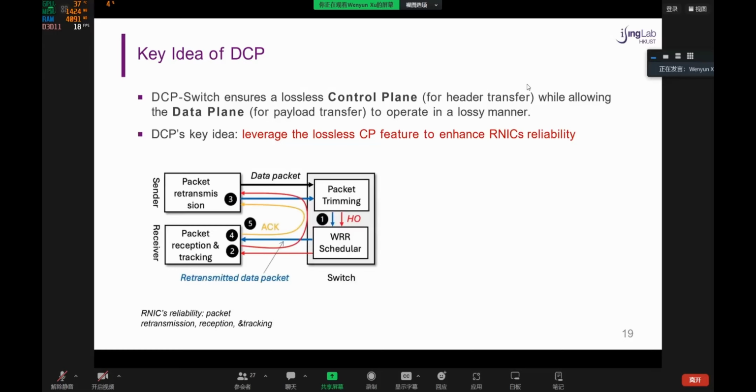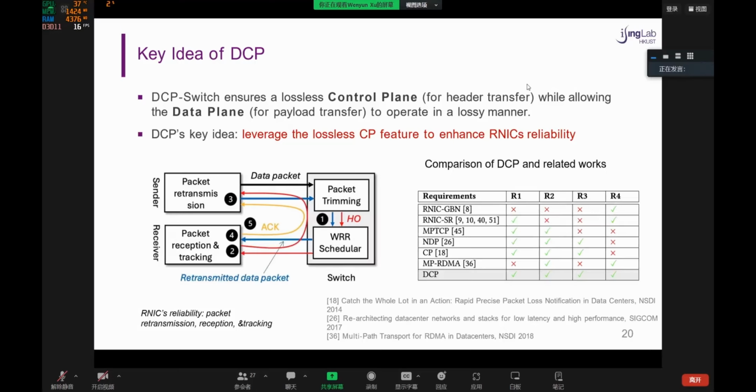The key idea of DCP is to leverage the lossless CP feature to enhance RNIC's reliability, mainly in packet retransmission, packet reception, and packet tracking. This table summarizes the difference between DCP and its closely related works. DCP is the only one that fully meets the four requirements.